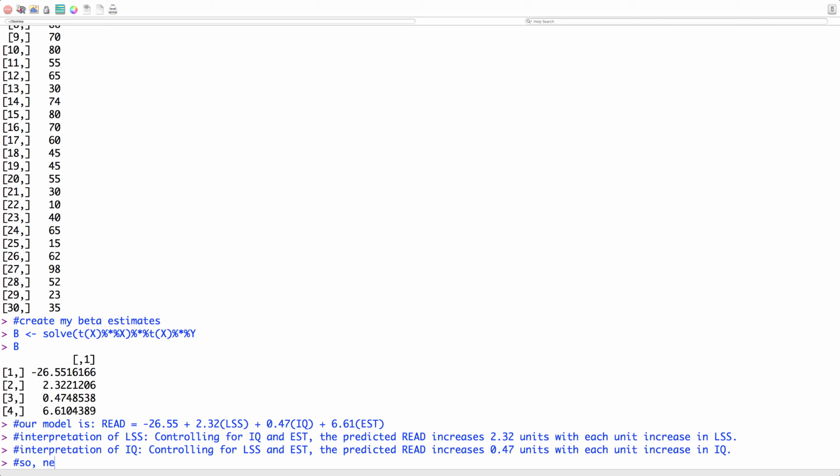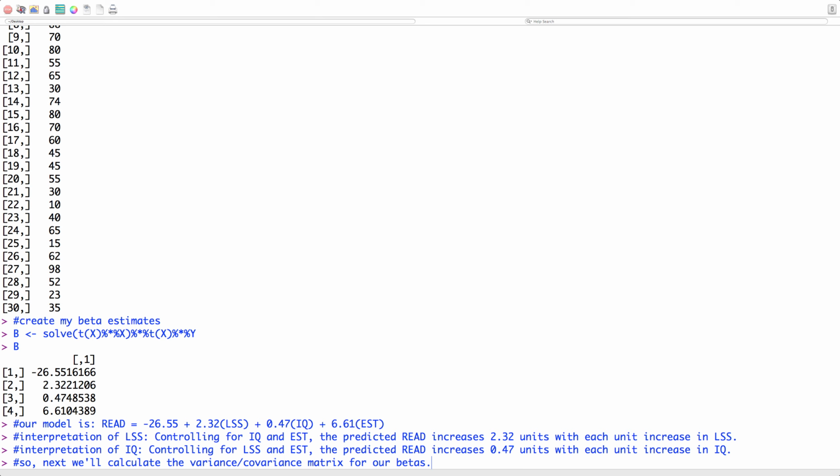So next, we'll calculate the variance covariance matrix for our betas. Now, guys, you can't lose focus here and realize we have variance covariance matrices for betas. We have covariance matrices for our errors and residuals.